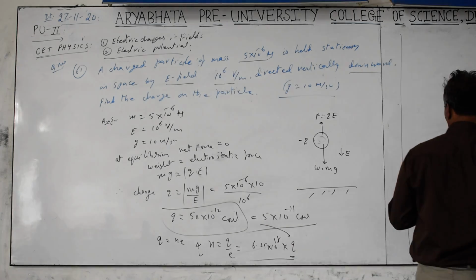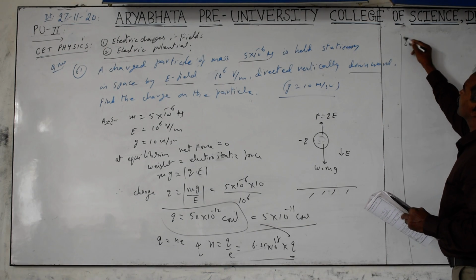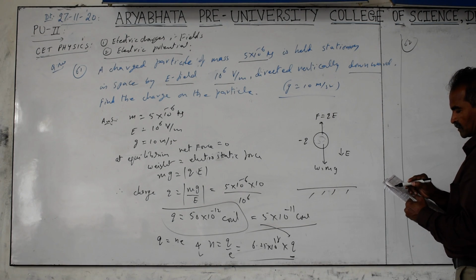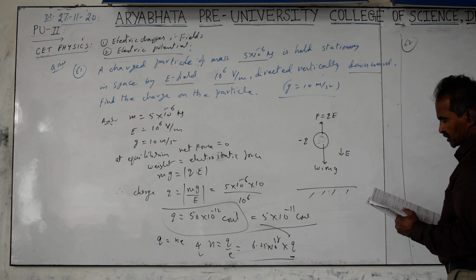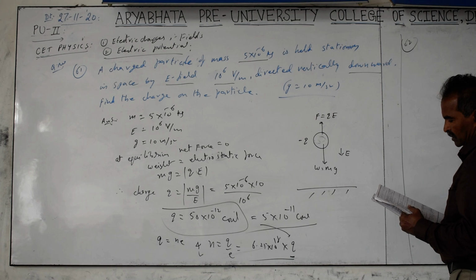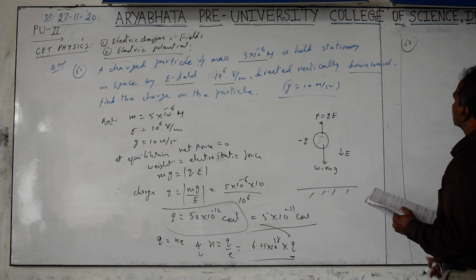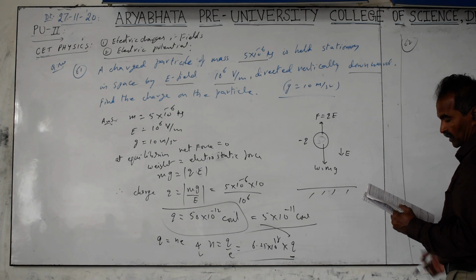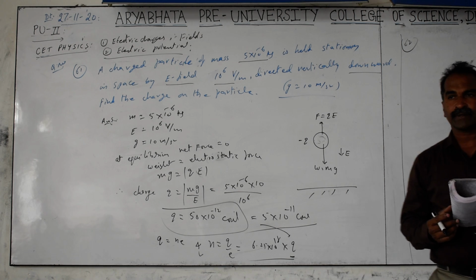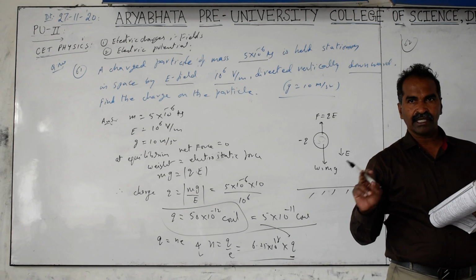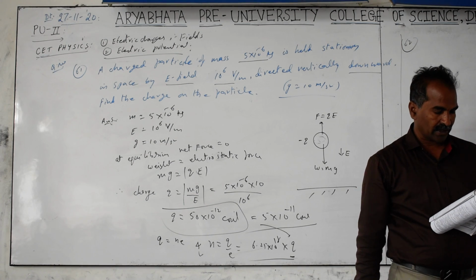Next, 62. The electric field of a charge at a distance of 3 meters is given. What is the magnitude of the charge? This is a direct question, you can easily solve it, so I am skipping the problem. E equals Q by 4 pi epsilon naught R square. R is given, E is given, you have to find Q. You can check it out.